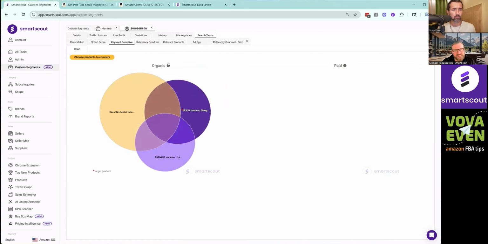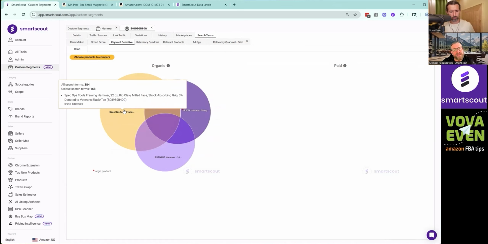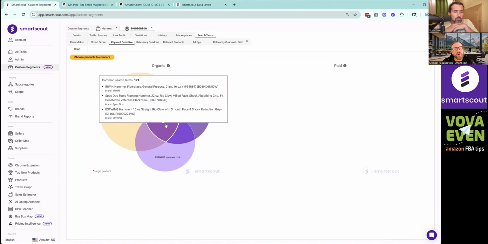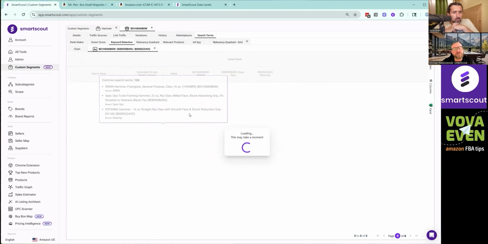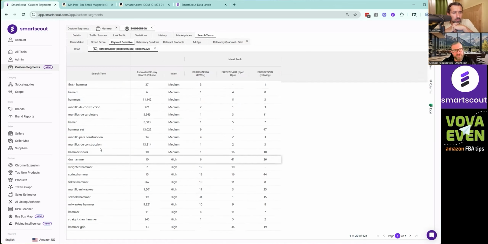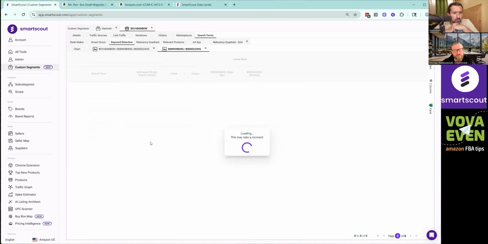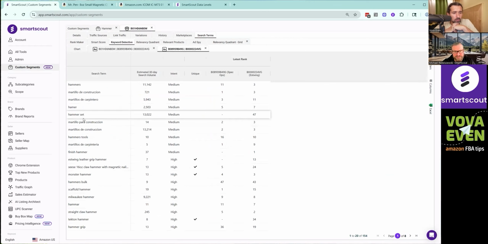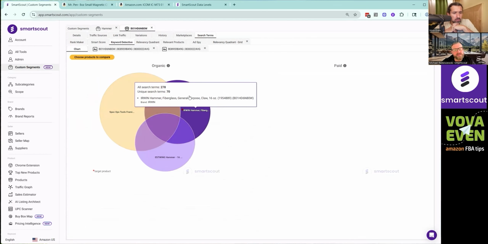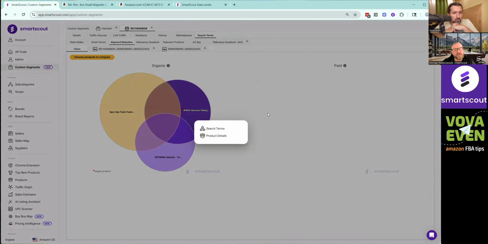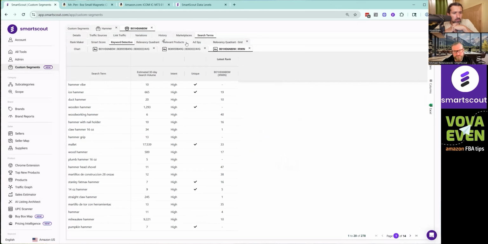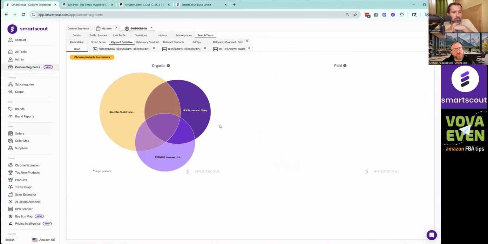And so in this case, organically, our hammer and the two other competing hammers, they are all showing up organically for these keywords right here. However, these two big competitors are showing up for these keywords, but for whatever reason, our listing is not. So that's something that's important to investigate and figure out what is happening. And then these are search terms that we have that they don't. And the same thing would be true on the paid side.